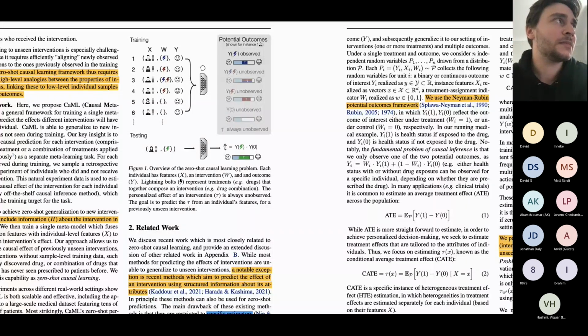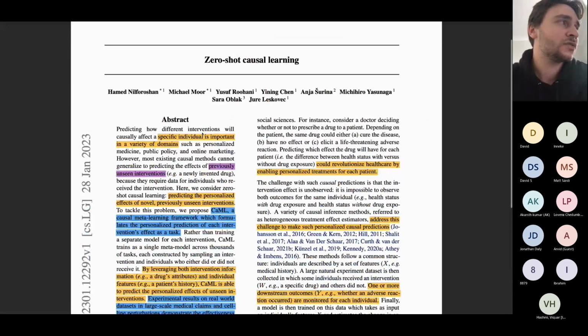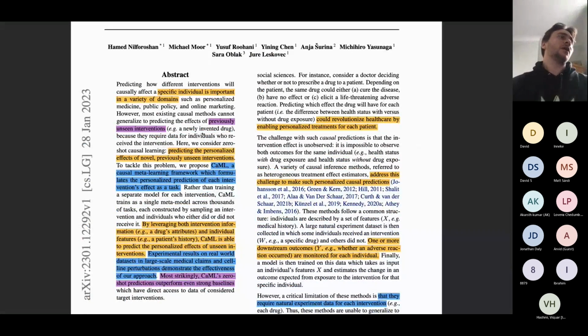I hope that makes sense, but let's go through it now that I've introduced this idea. So the whole point of the paper is that we want to be able to estimate at an individual level the impact of interventions, because it's a lot easier when you have a specific treatment.